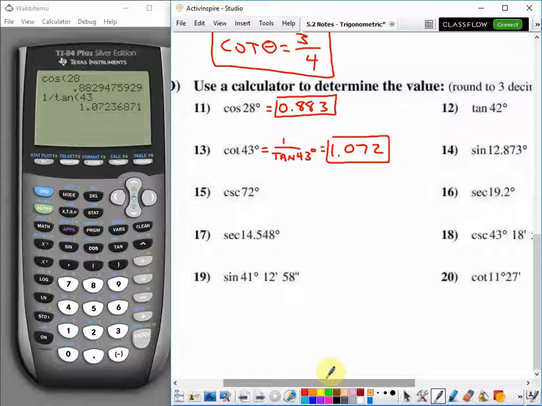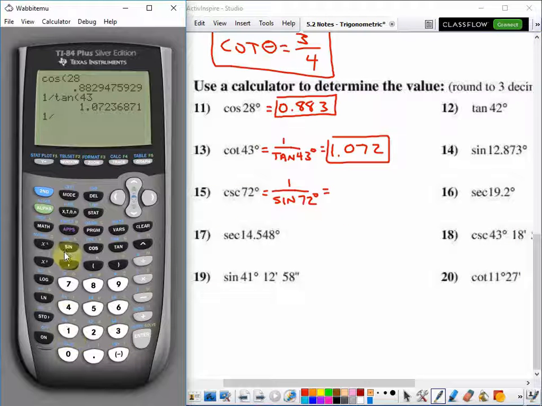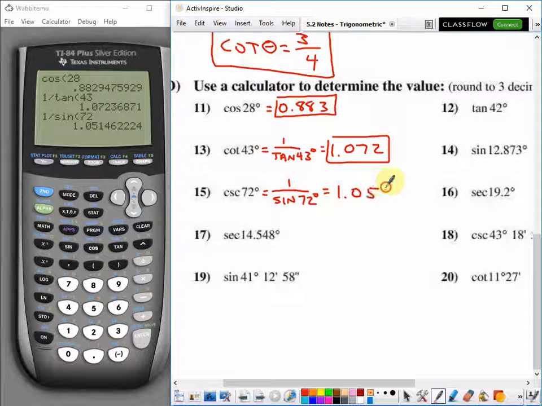Next is cosecant, and cosecant is the reciprocal of sine, so it's 1 over sine 72 degrees. 1 divided by sine 72. 1.051, and the 4th decimal place is not big enough to bump that 1 up. So 1.051.